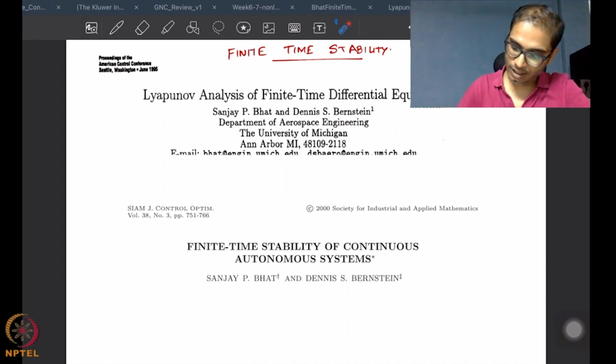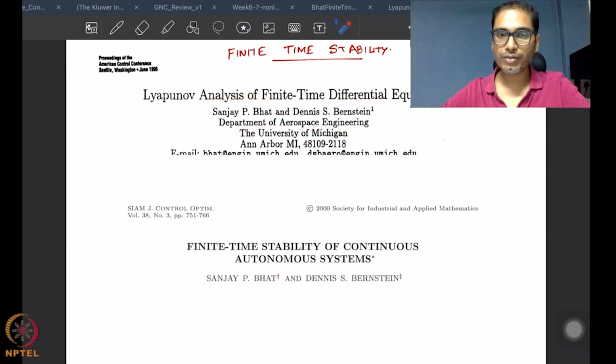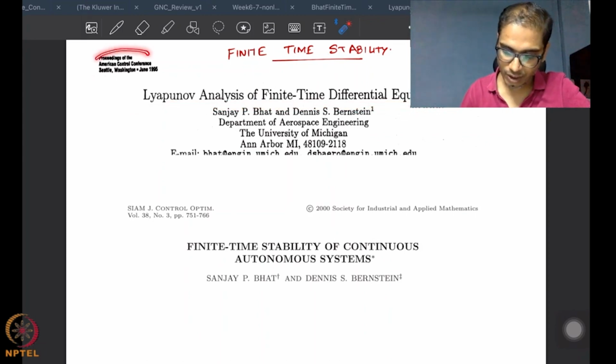So these are the two references that you see here that we will be using. Both are from Sanjay Bhatt along with his PhD advisor at the time, Dennis Bernstein, who is still an active researcher in Michigan, Ann Arbor. Sanjay Bhatt is of course in India and part of TCS research. These are the two articles we are going to focus on to formalize these notions. One is on the Lyapunov analysis of finite time differential equations, in the Proceedings of the American Control Conference from 1995. So this is already quite a while ago. The second is the more formal journal article, Finite Time Stability of Continuous Autonomous Systems, published in the SIAM Journal of Control and Optimization in 2000.